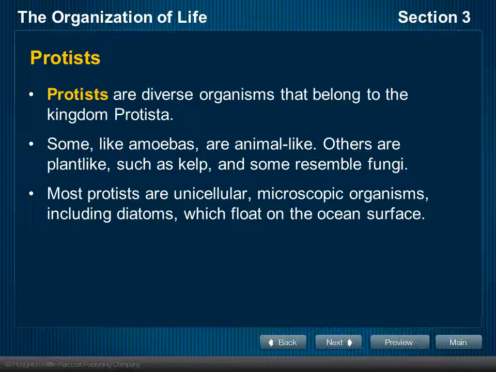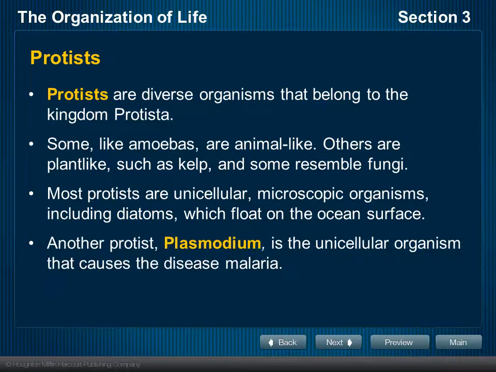Usually they're unicellular. Most protists are unicellular. Again, that's an organism that's made up of one cell. Usually they are microscopic. Diatoms are a classic one that just fill the ocean and float on the surface of the ocean. They're quite interesting little creatures. Plasmodium is a unicellular organism that is a protist and causes malaria. Again, we see these all across the board, but many of the unicellular organisms out there are going to fall into the kingdom Protista.